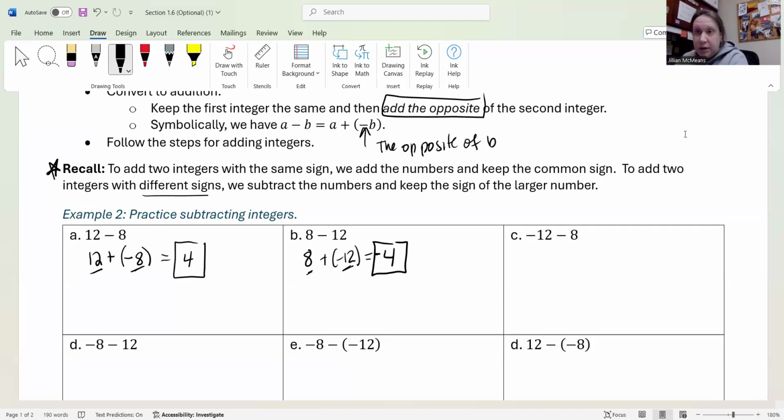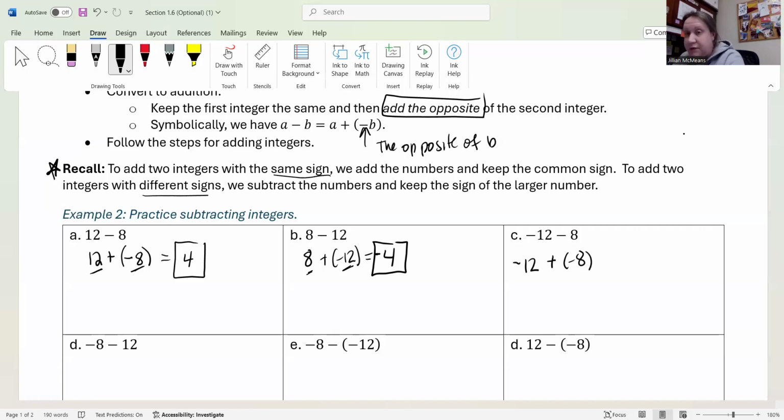All right, let's look at part C. So part C, we have negative 12 minus positive 8. First number stays the same. But instead of subtracting positive 8, I'm going to add negative 8. So now I'm adding two numbers that have the same sign. When we add two numbers that have the same sign, we just add and keep the sign.